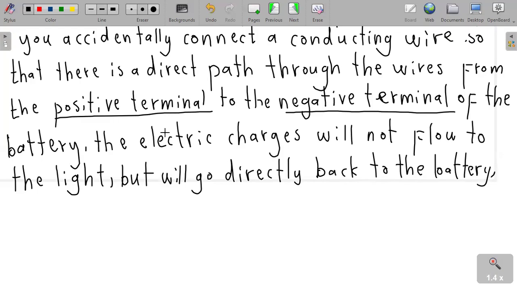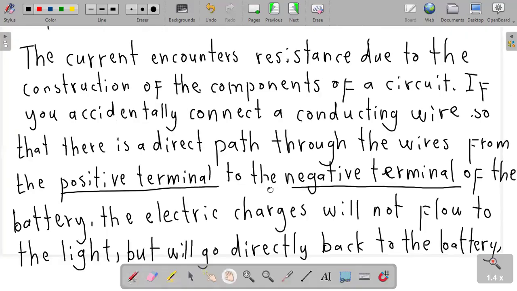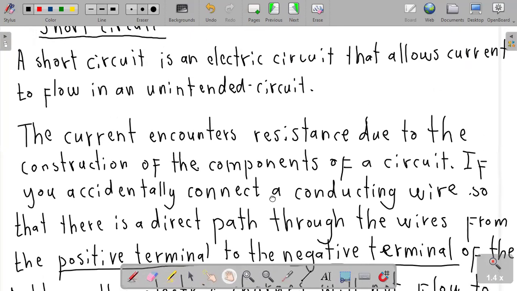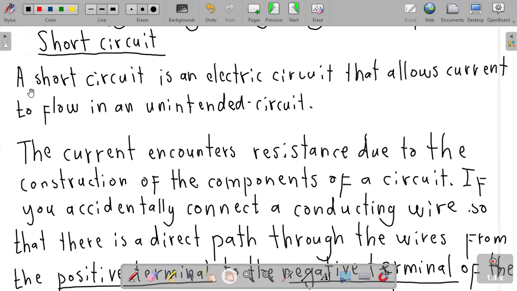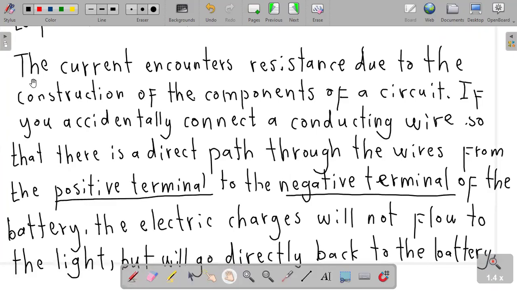Because what? So what would cause this? So okay, let's read that again. So we're saying that a short circuit is an electric circuit that allows current to flow in an unintended circuit. So this means that it does not move in the circuit that we set up originally. Okay. So it says here, the current encounters resistance due to the construction of the components of a circuit.